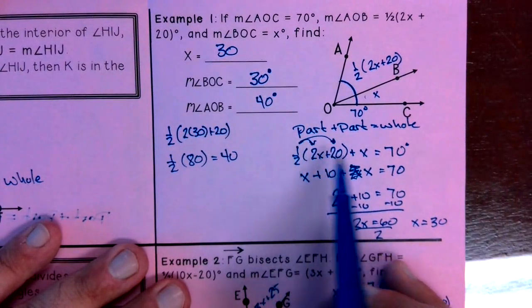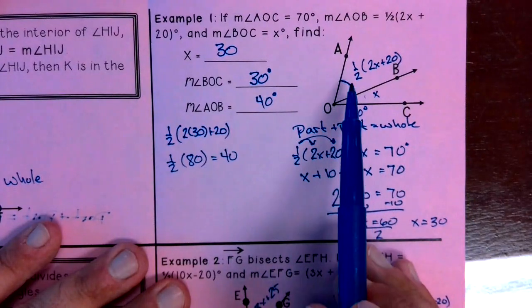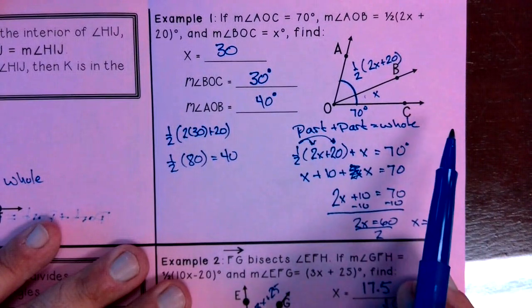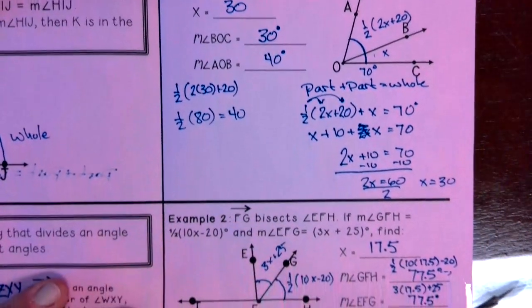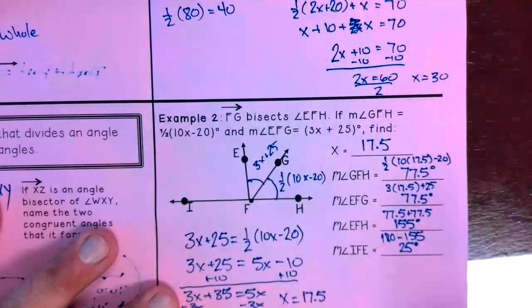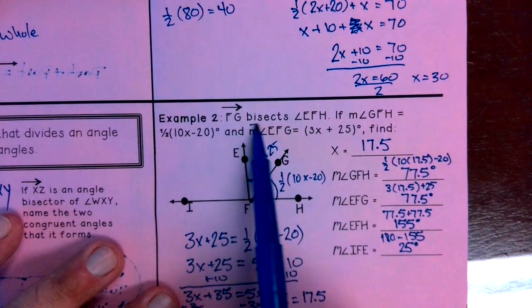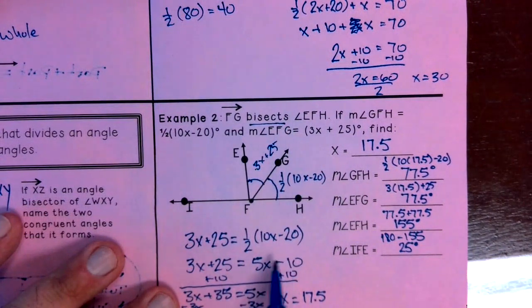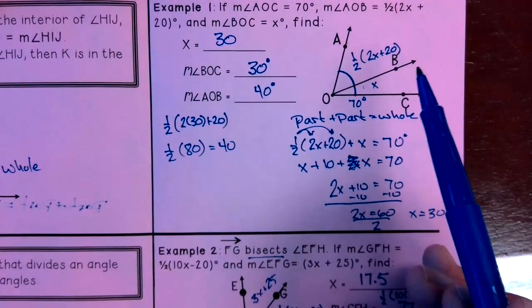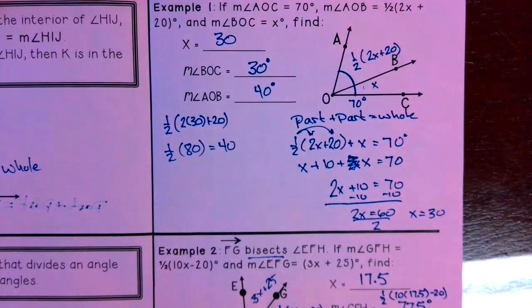So very much the same thing as we did with segment addition. It's just now our picture looks different, but it's still part plus part equals the whole. Be careful with this. It can be really easy to confuse this with the bisector thing that we just did. With bisectors, we're going to set things equal to each other. With angle addition, if it doesn't say bisector, it's going to be part plus part equals the whole. Make sure you're watching for that. That's an easy thing to miss and a big place where I see students make mistakes.